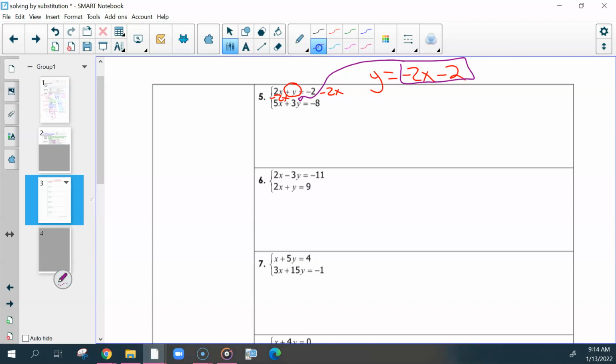Yes, Lily. Okay, so what did you do here? Solve this equation so that it was y equals. Okay, so you did subtract 2x on both sides, yes. And then rearrange it. Okay, okay. Yes.